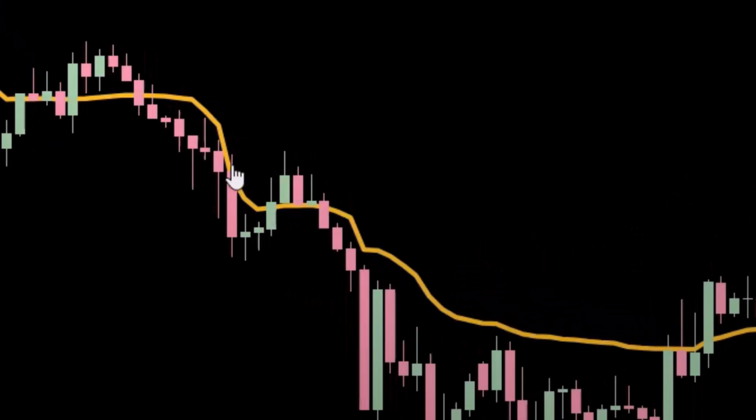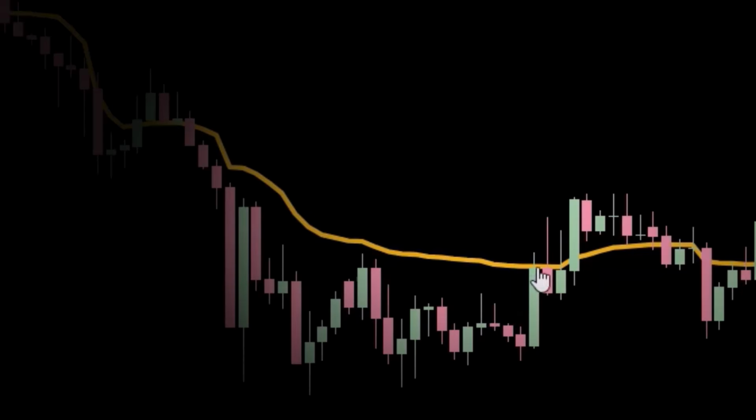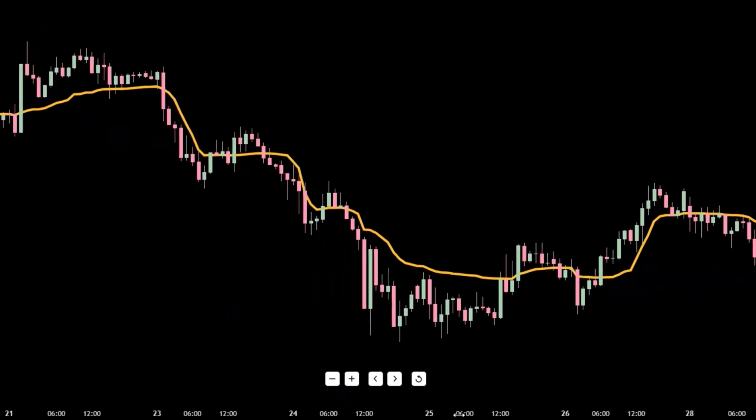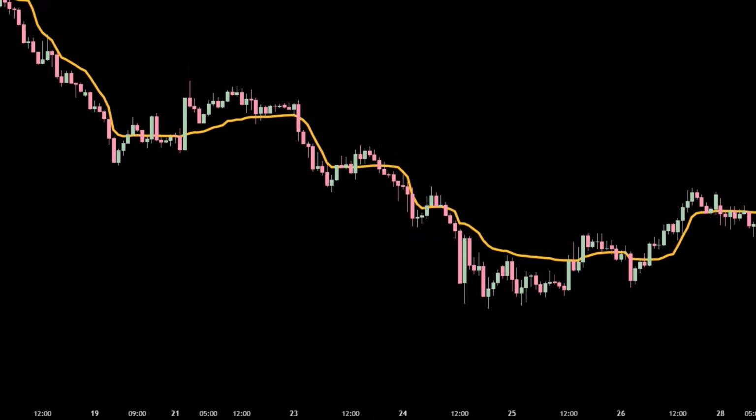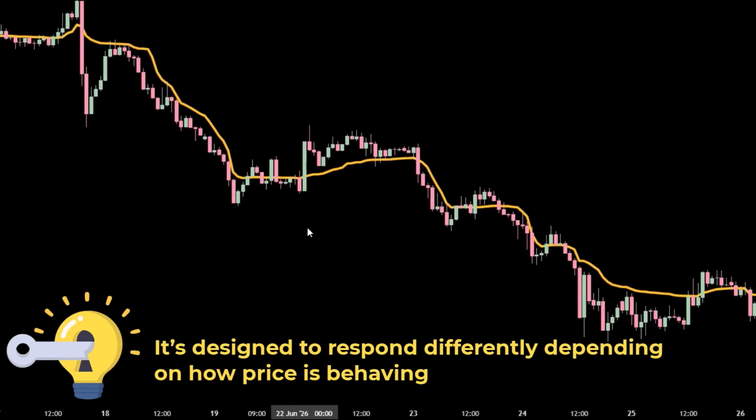When price is moving smoothly in one direction, KAMA can follow price more closely. But when price starts moving back and forth without a clear direction, KAMA becomes less responsive to these short-term movements and can stay farther away from price. This helps KAMA avoid reacting to every small price movement. That's the key idea behind KAMA. It's designed to respond differently depending on how price is behaving. And this can make it useful for identifying the overall market direction.